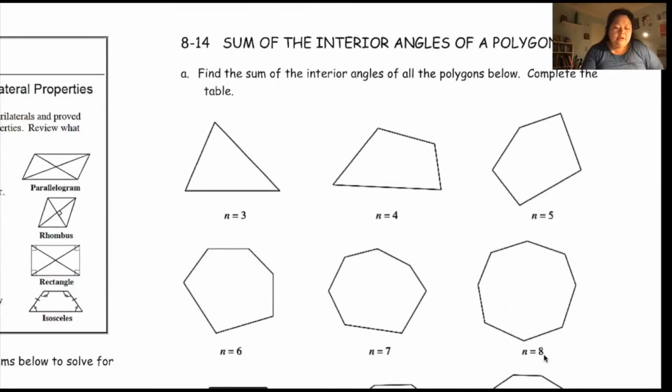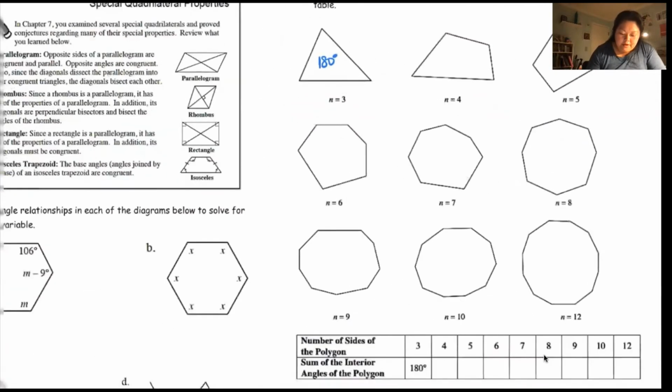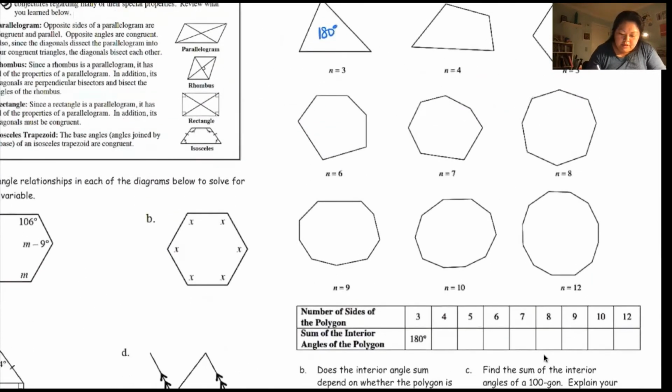So you see that there is one triangle here. When n equals 3, that means it's 3-sided. A 3-sided shape is a triangle, and we know the triangle always adds up to 180 degrees. So right here, number of sides is 3, adds up to 180.